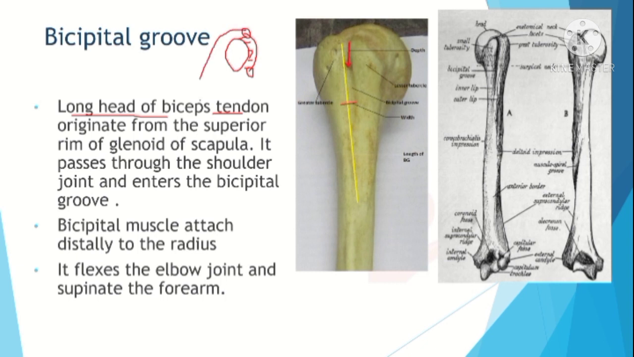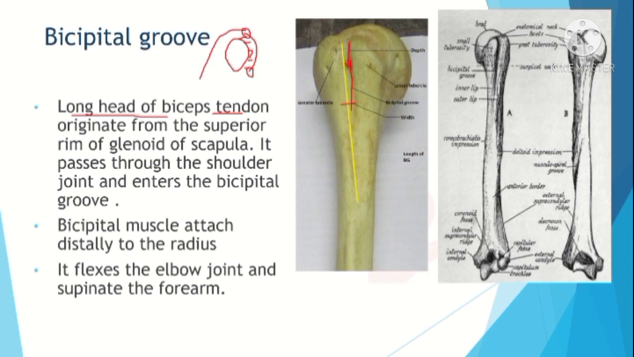Where will it come down? It will pass through the shoulder joint. Which is the shoulder joint? This is the shoulder joint. It passes through the shoulder joint, and where does it enter? It enters the bicipital groove. Therefore, the biceps tendon is passing through this region, and therefore the name comes: bicipital groove.